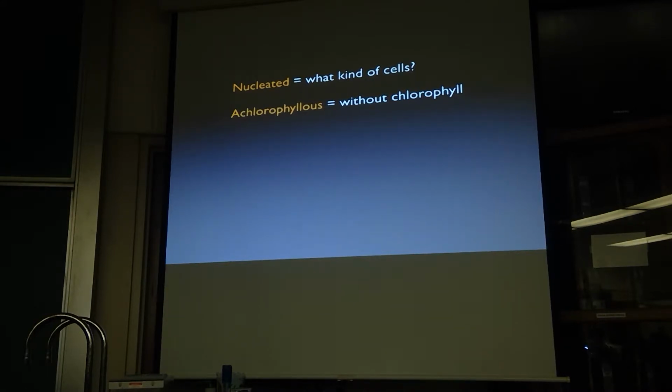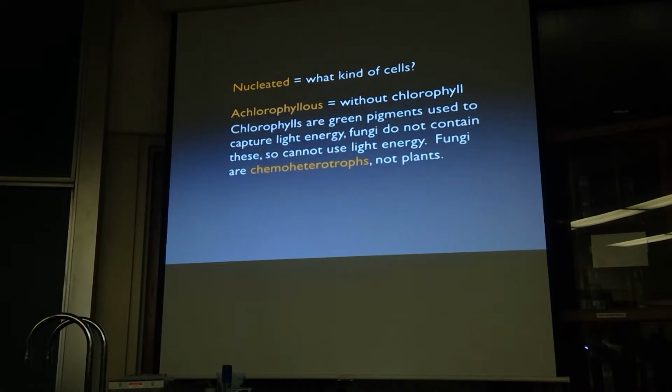Chlorophyll is associated with organelles in eukaryotic cells that are called chloroplasts. The chlorophyll pigments are part of the inner folded membrane, the thylakoids. Chlorophyll molecules are light trapping, so they capture light energy and allow plants to generate ATP using light. Fungi can't do that because fungi don't have chlorophyll pigments. They're achlorophyllous. So these things are not photoautotrophs, which plants are. Instead, they're chemoheterotrophs. They're like us.